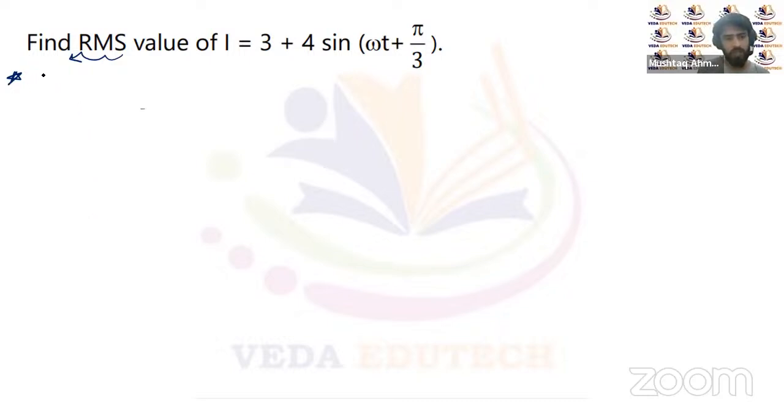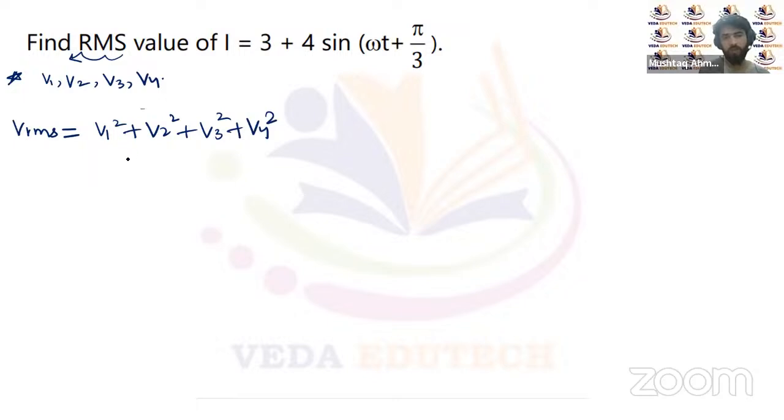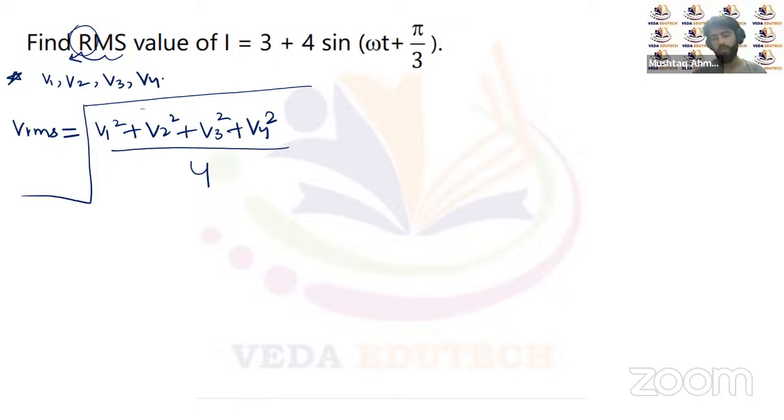So let's suppose we have V1, V2, V3, V4, these are the number of values. If we have to find the VRMS here, first of all we'll square them, that will be V1 square, V2 square, and so on, and take the mean of them. These are 4 terms, so we'll divide by 4, and at last we'll take the root. So this will be the VRMS value. This is how we can calculate the RMS values.